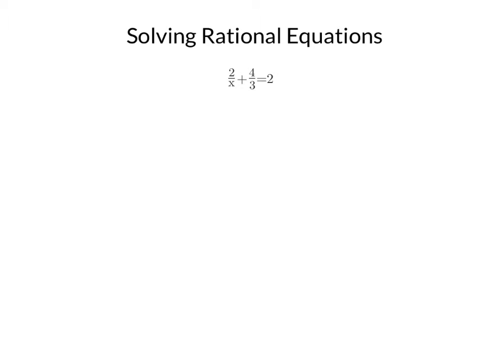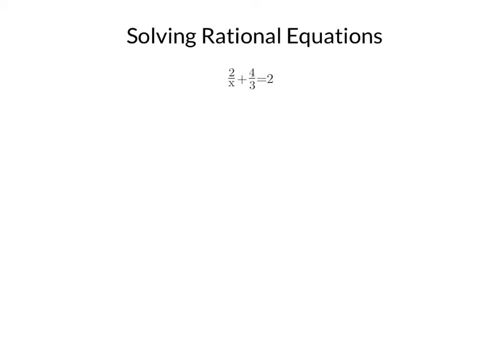I want to continue our work with solving rational equations. So we're going to start off by looking at a few examples. The first one: the quantity of 2 over x plus 4 over 3 equals 2. We learned how to solve equations by clearing fractions, and we're going to do that same process here.